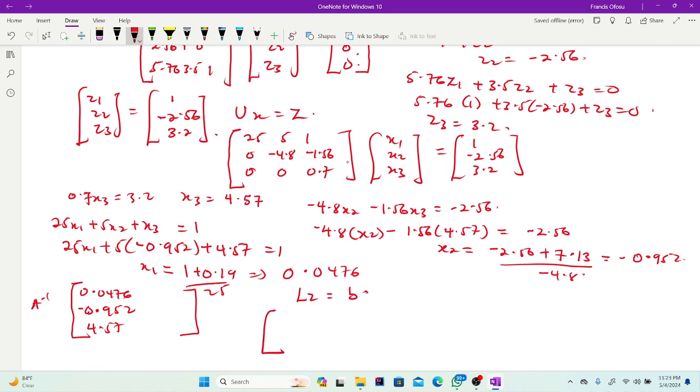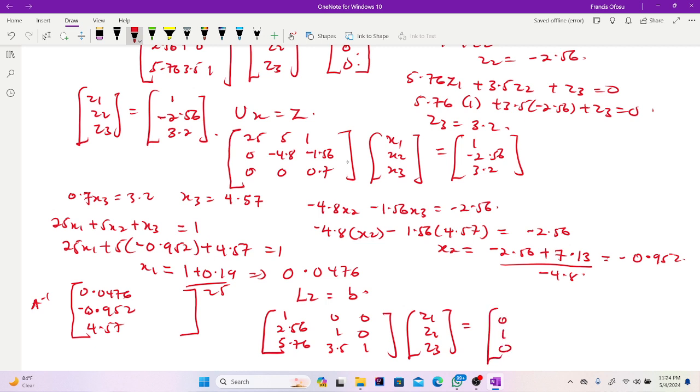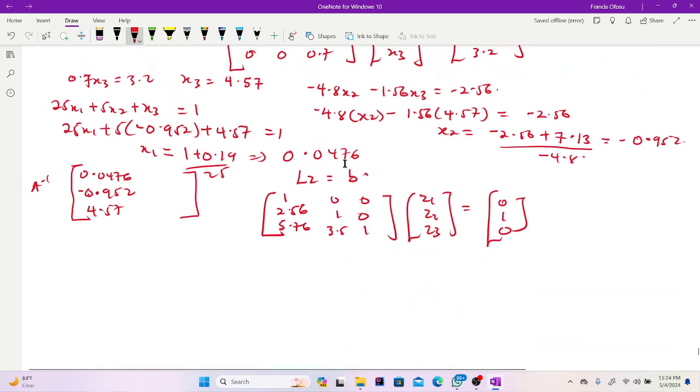So what's the L? The L is 1, 2.56, then I have 5.76, right? Then I have 0, 1, 0, then 3.5, 1, 1 like this. Then the Z is unknown: C1, C2, C3. Then the B now is the second column of our identity matrix. So 0, 1, 0. Right. So we go again. Yes. We find Z using forward substitution.